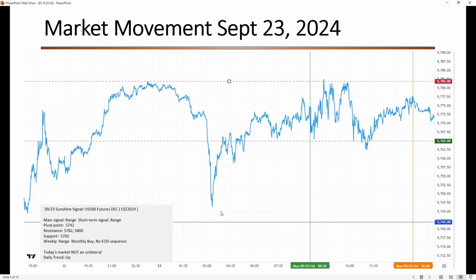Overnight, there was a dip in the overnight session, not quite hitting the pivot point, but it recovered. So during the trading day, as long as this pivot point holds, dips would be viable, which is true here. And at the end of the day on Monday, our signal remained range buy. So let's take a look at Tuesday.